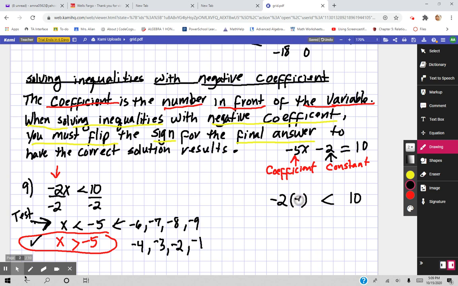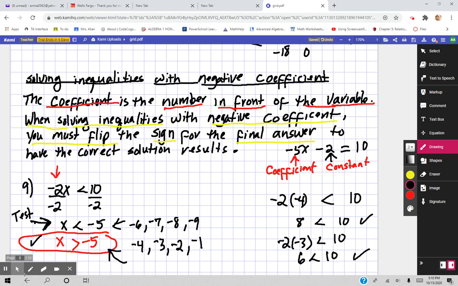Let's test it out. Put -4 here. Well, -2 times -4, that's 8, and 8 is less than 10. That works. Let's try the next one. -2 times -3 is less than 10. Let's see, that's 6 is less than 10. That works. Do you see that with this inequality, I get true solutions for my inequality, -2x less than 10? Okay, so that is why we have to flip the sign, to get the correct inequality for our solution.